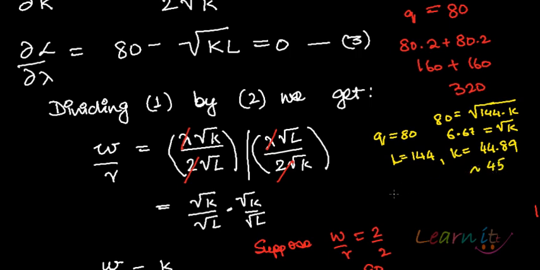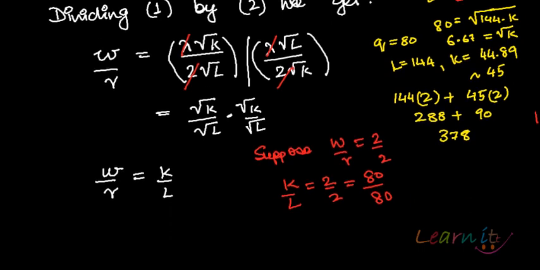So what is the cost here? Even 144 units of labor and 45 units of capital can produce 80 units of Q. But can they do so at the minimum cost? No, because it is 144 into 2 plus 45 into 2. This will be something about 288 plus 90, about 378, which is far above 320. And you know that this was not in the ratio of 1:1. That is the reason it is not able to minimize cost.